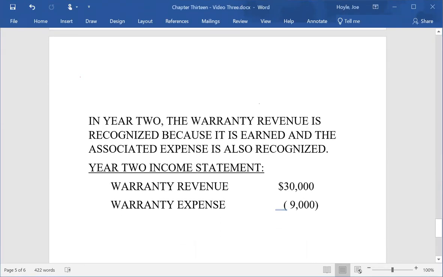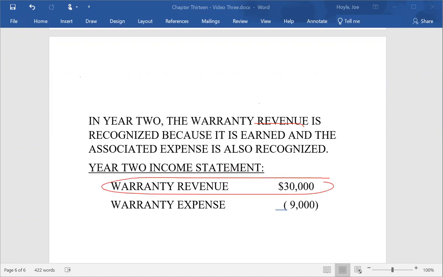What then happens is in year two, you're going to recognize the revenue because the work is done in year two. You fix the television or cover the televisions. Since the work is recognized in year two, the expense will be also. So you're going to have a warranty revenue of $30,000. You move it from deferred revenue into warranty revenue, and the expense is not $8,000 because you've never estimated it. The expense is the actual amount that you spend. And according to the problem, you spent exactly $9,000. This is not a contingency. This is a sales transaction.